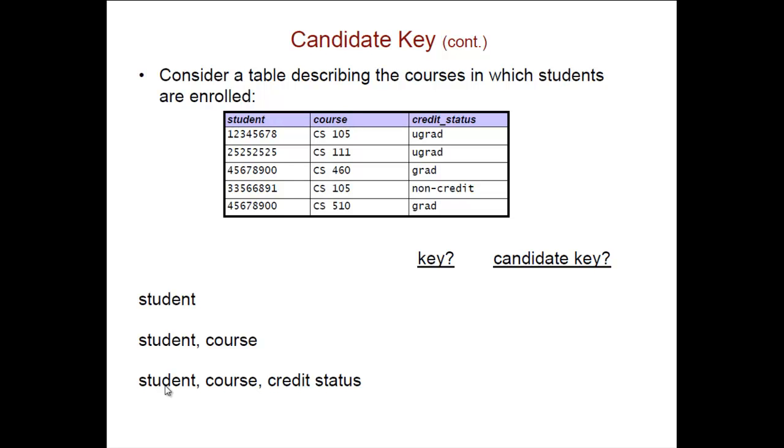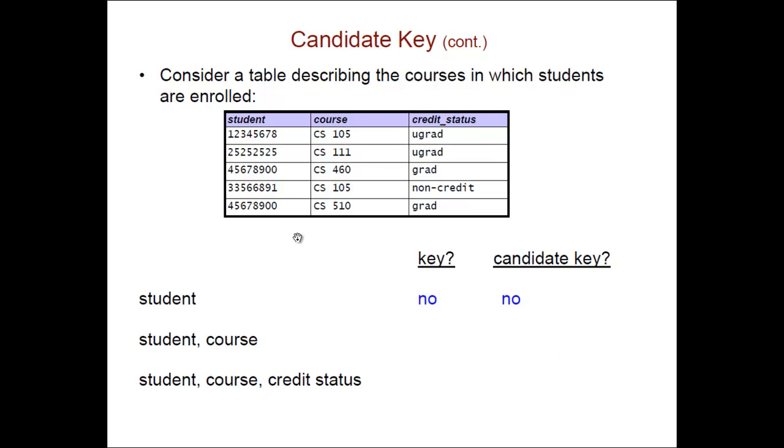So take, for example, student. Well, a given student can be enrolled in more than one course. So for example, we see that this student, the one whose ID number is 4567890, is enrolled in both CS460 and CS510. And because that's the case, in this context, student is not a key, because it doesn't uniquely identify a given row. There are multiple rows that can have the same student ID value. And because it's not a key, it can't be a candidate key either.